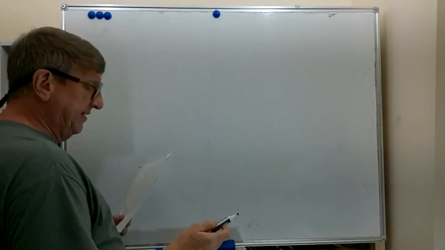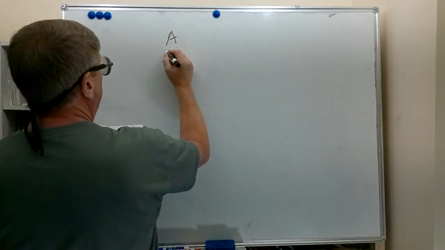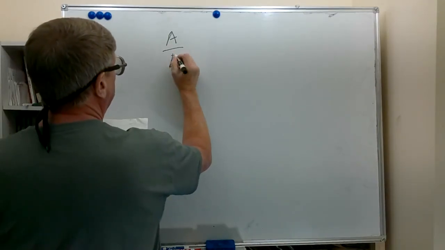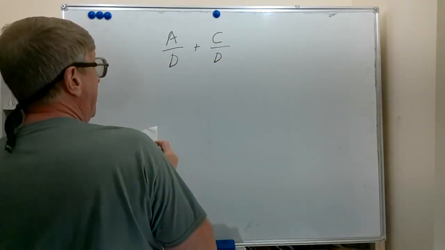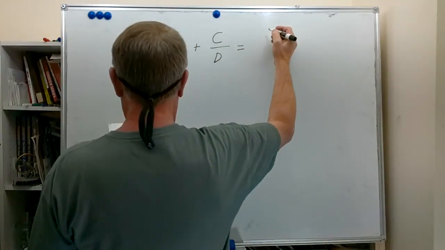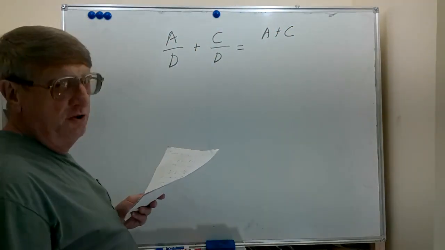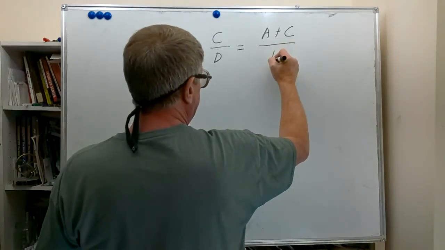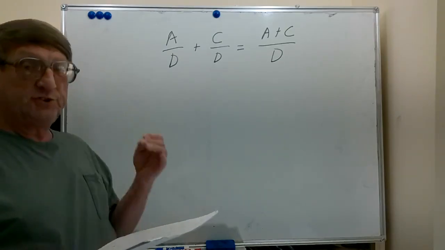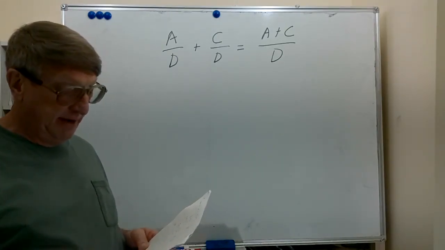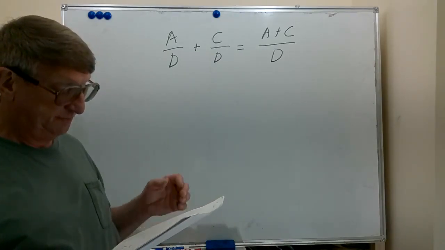So the very most important thing about adding fractions is the denominators. And we'll display this just like an algebraic formula. Basically, a over d is one fraction. We add to it c over d. And the way it's done, it becomes a plus c, the sum of the values in the numerator, over d, the common denominator. So we've got to get a common denominator in order to add the fractions.